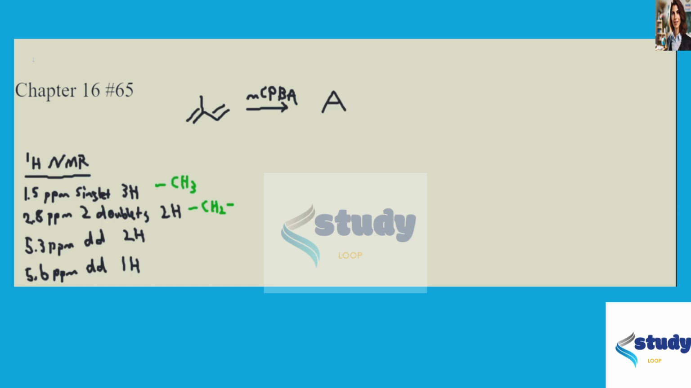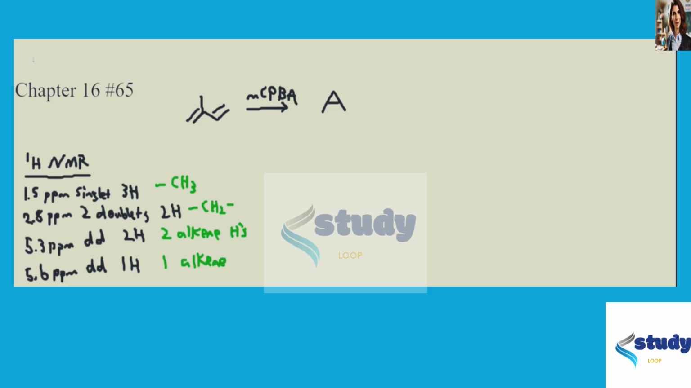And then our last two signals are down at 5.3 ppm and 5.6 ppm. So the first one at roughly 5.3 ppm is a doublet of doublets. So it's actually 2 doublet of doublets. And so because of the chemical shift, I'm going to say that this is 2 alkene hydrogens. And then the last signal is going to be 1 alkene hydrogen.